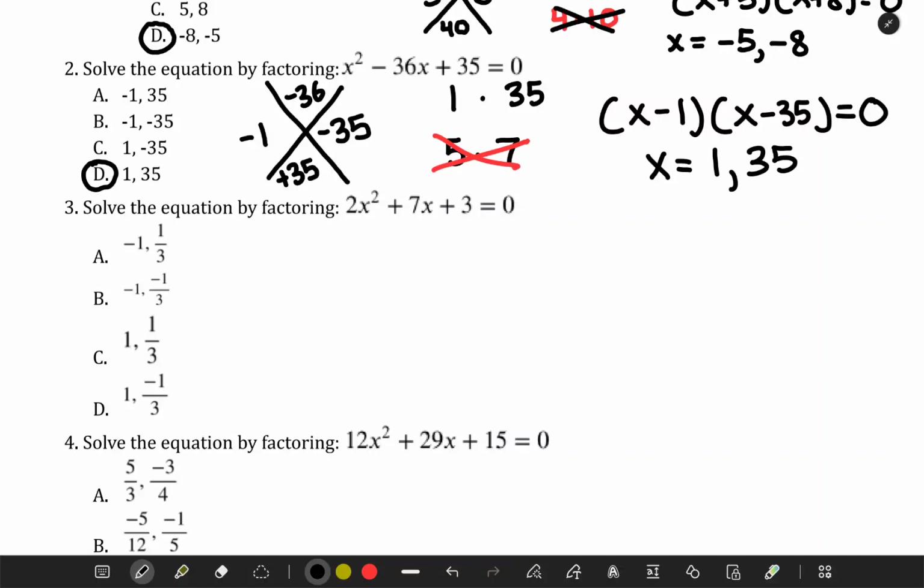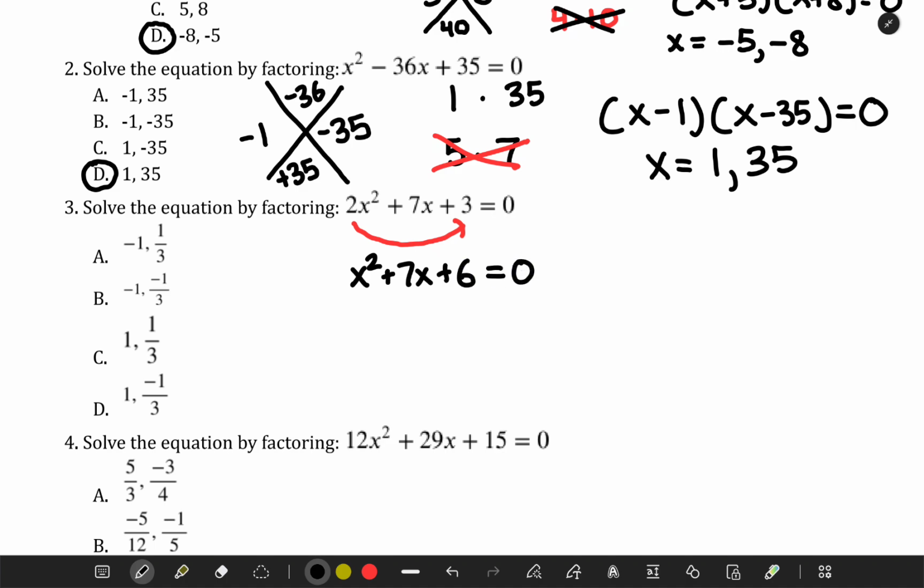Now let's look at number 3. Number 3 this time looks a little bit different. If we notice, there's a 2 in front of the x squared. So what am I going to do with that 2? It doesn't look like the other ones. What you can do is take this 2 and multiply it by the 3. So let's do 2 times 3. 2 times 3, that's 6. So I can set it up as x squared plus 7x plus 6 equals 0.